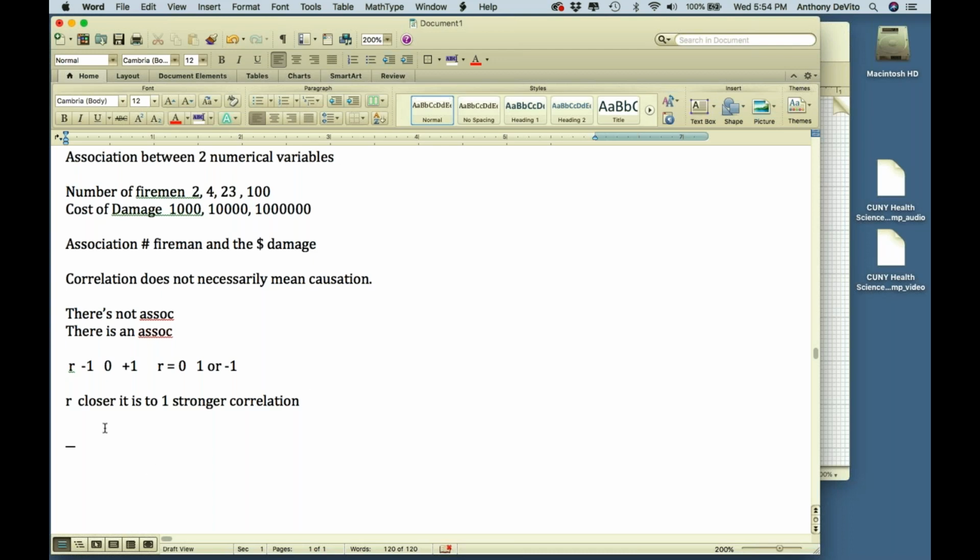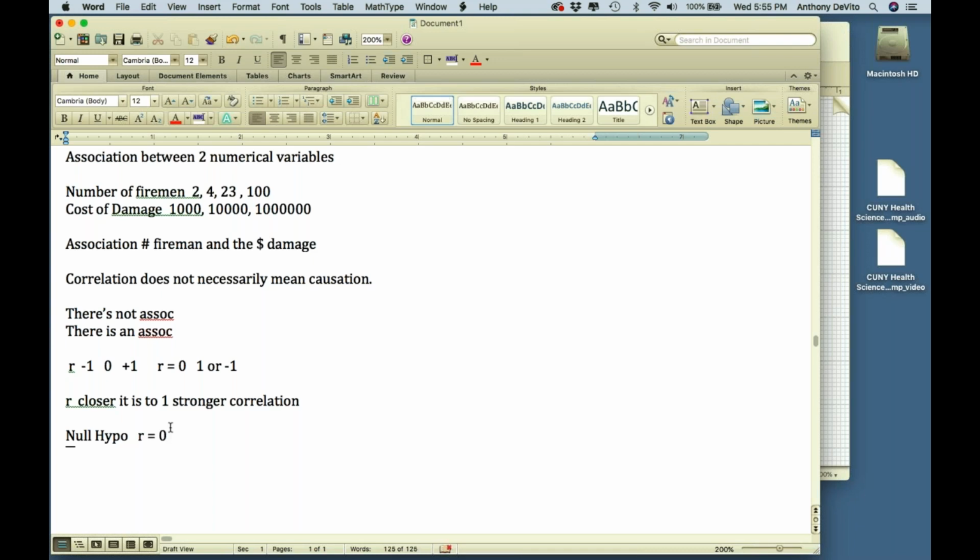Well, what would I use now instead of this kind of sloppy description, association, no association? Since we're going to use R to define whether or not there's a correlation, how strong it is, what I might say is that my null hypothesis, and don't worry about this if it doesn't make too much sense now, because it'll be a lot clearer once we start working with real numbers, my null hypothesis is that R is equal to 0.